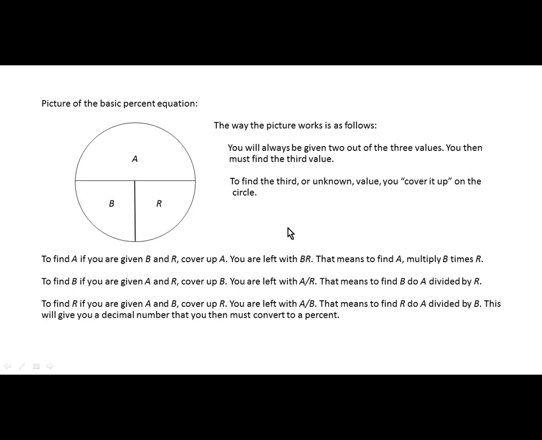Okay, so again, remember, whatever you're looking for in this little picture gets covered up, and whatever operation is left is what you're going to do. Finding R is the one that has the extra step. You have to do times 100 to convert it to a percent. Let's try a few. We'll look at examples in a moment, though.